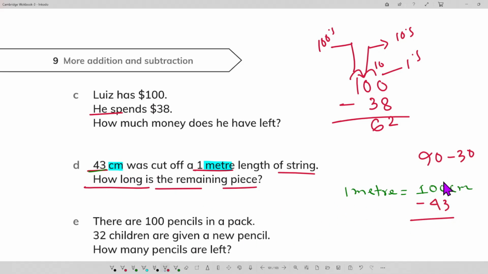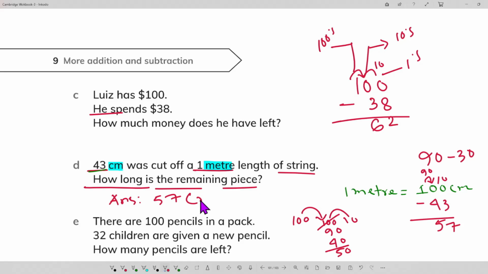It means it's a looking 10. 10 minus 3, it's 7. Right? Now this one now become 90. Why? Look, 100 we give to here, and from here we give to 10. So here is now 90. 90 minus 40, it's a 50. So here it should be 57. So answer 57 what? Centimeter.